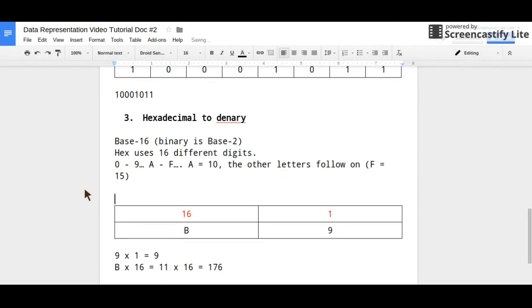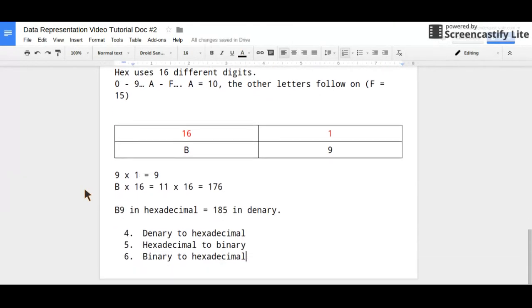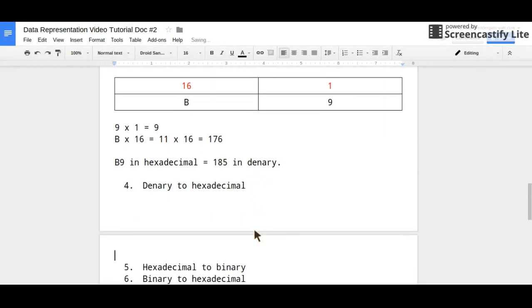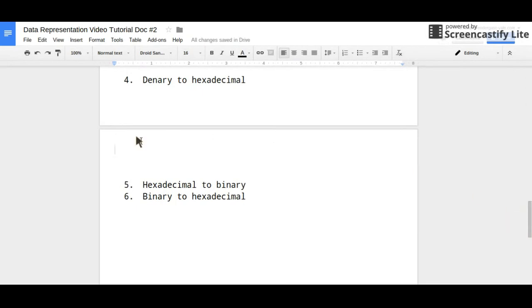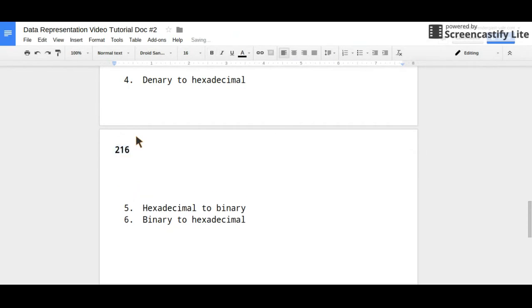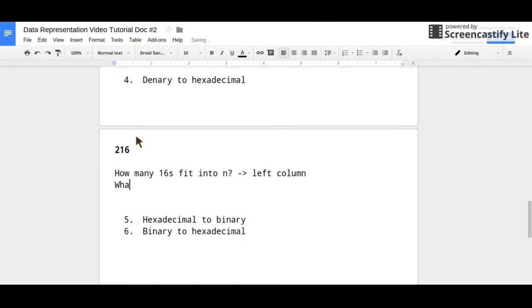All right, so now we're going to move on to the other way around, converting a denary number to hexadecimal. I'm going to go for some harder ones with this. So we're going to have a look at converting the denary number 216. The way to work this out is to think how many 16s fit into n, where n is your number, and this becomes your left column, and then what's left over. I just mean the remainder, and this becomes your right column.